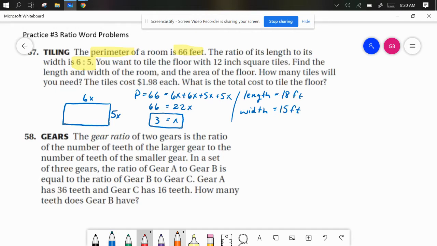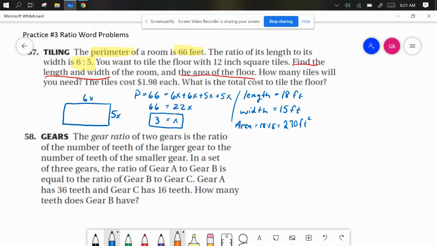Okay, let's see. Find the length and width. Okay, we did that part. Now let's find the area. Area is length times width. 18 times 15 is, let me use my calculator, 270 feet squared. Okay, that's the area.